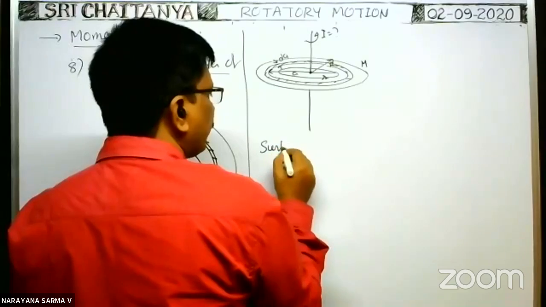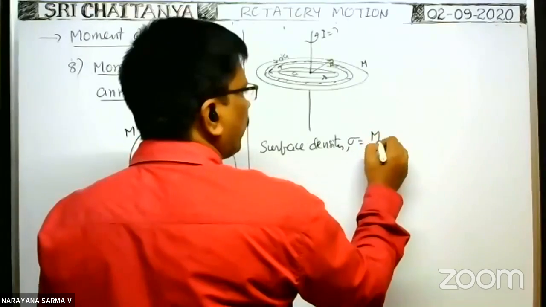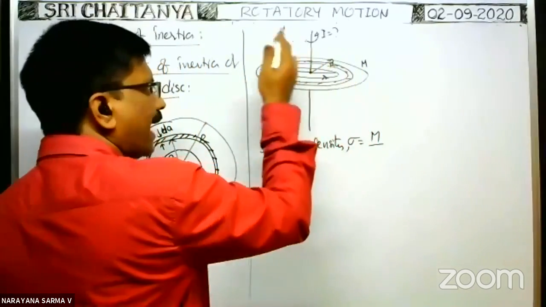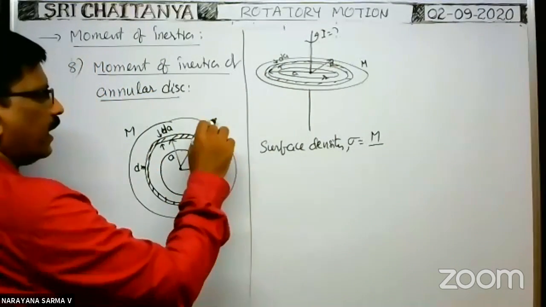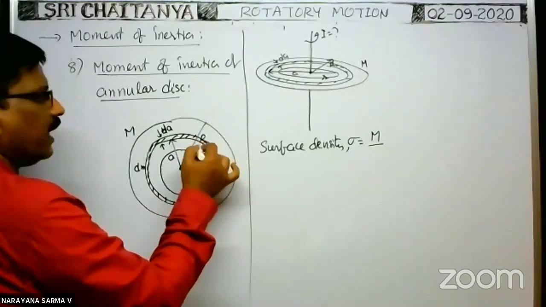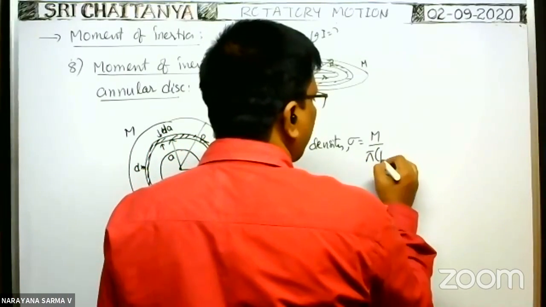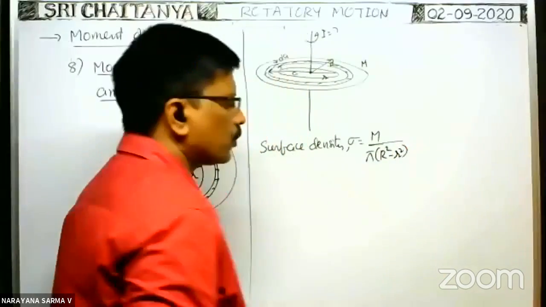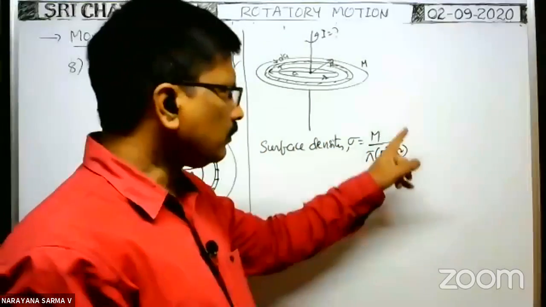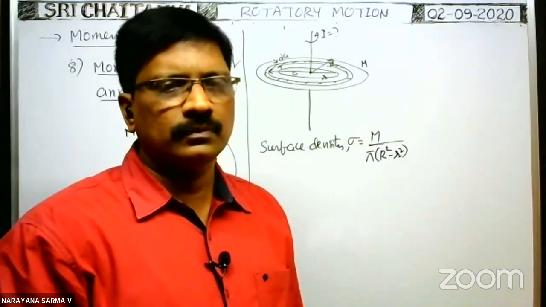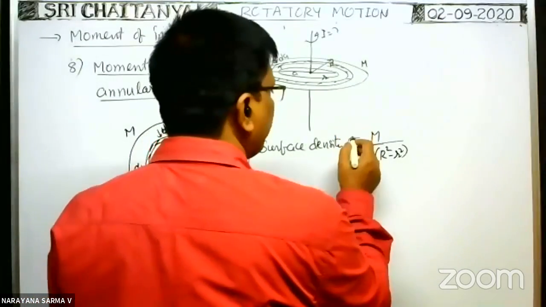So what is the surface density of the annular disk? Surface density sigma is equal to mass by surface area. What is the surface area of the annular disk, where the mass lies? From the total area, you subtract the area of the hole. That gives the area of the material of the annular disk only. That's why the area of the material of the annular disk is pi into capital R square minus small r square. On this area only, the mass is distributed. So what is the mass per unit area? It is M by this, the surface density.